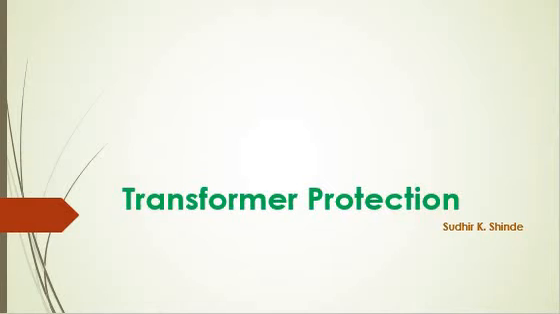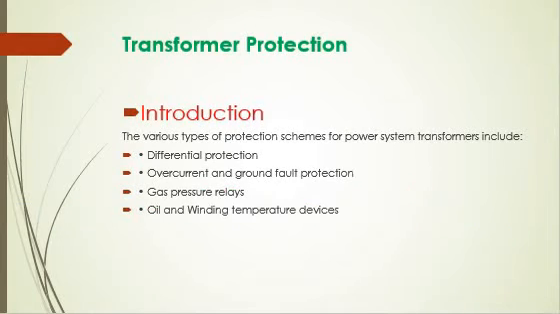Hello friends, let us discuss today the protections used for the transformer in power system. As the transformer is a very important device in the power system, various protection schemes are used for power system transformers. Some of them are differential protection, overcurrent and ground fault protection, then gas pressure relays, oil and winding temperature devices.